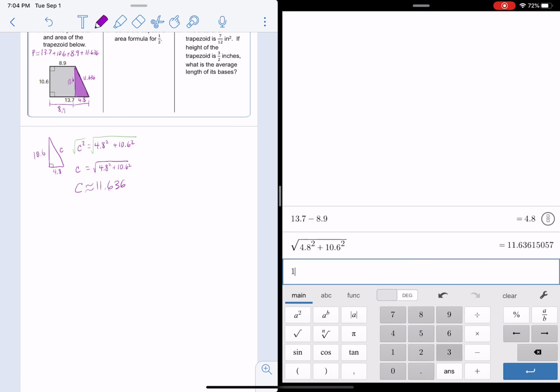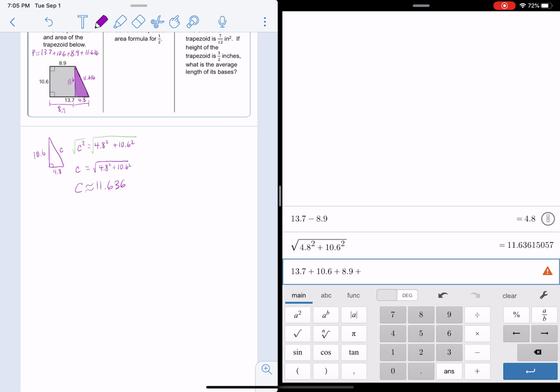So I have 13.7 plus a 10.6. And the 8.9, which is up top. And then instead of actually using the 11.636, which we chopped off, what I am going to do is recall this number that is already on the screen. It's the last answer that's on the screen, and there's a button for that on the calculator.